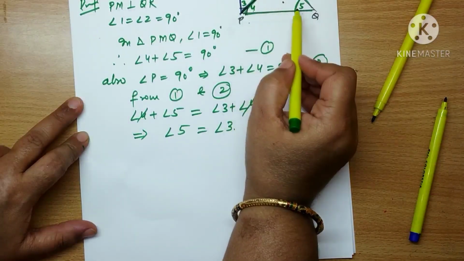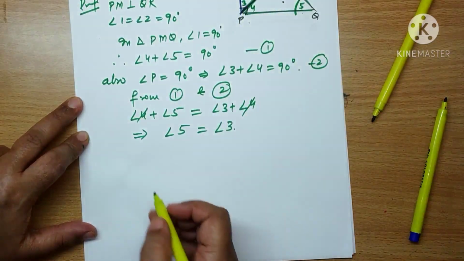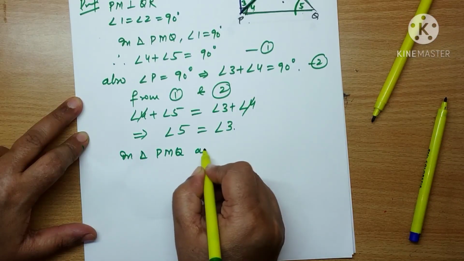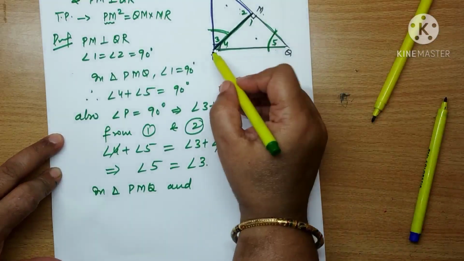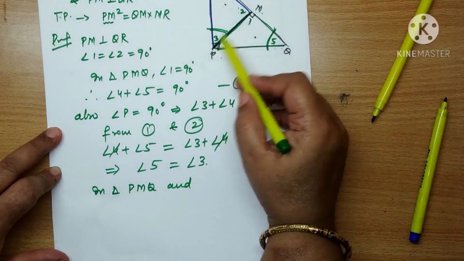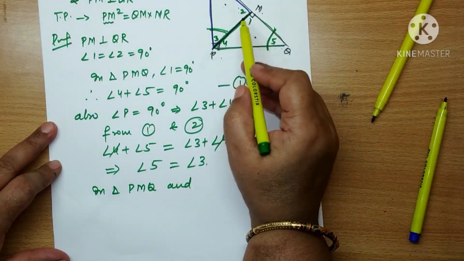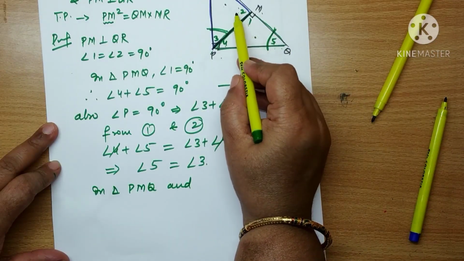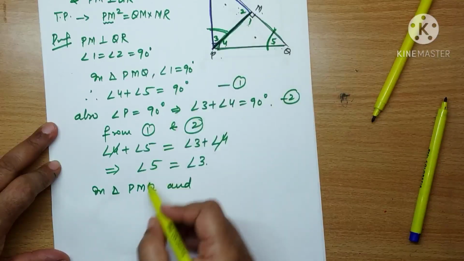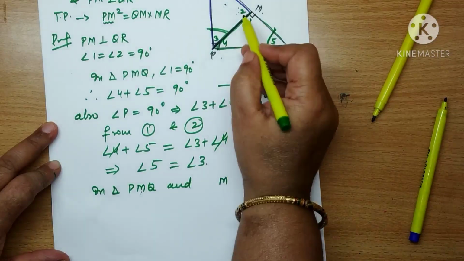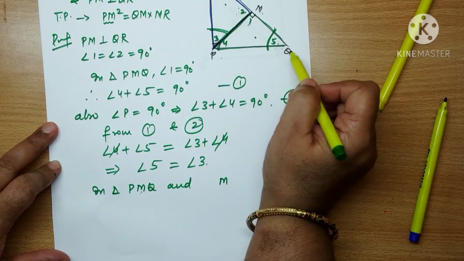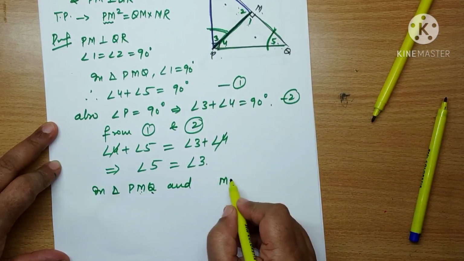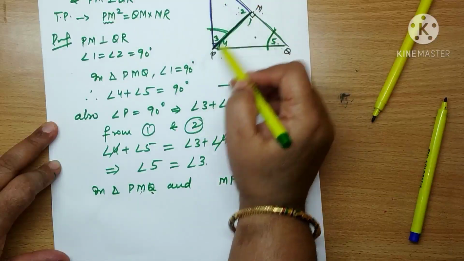So angle 1 equals angle 2 and angle 5 equals angle 3, so I can prove the triangles similar. In triangle PMQ, one of the triangles, I have written it this way. Now for the other triangle, I need to match the corresponding vertices. See, angles 1 and 2 are 90, so M goes with M. Then angle 3 and 5 are equal. 5 is at Q and 3 is at P, so with Q, P will go. So the other name of the triangle is RMP.